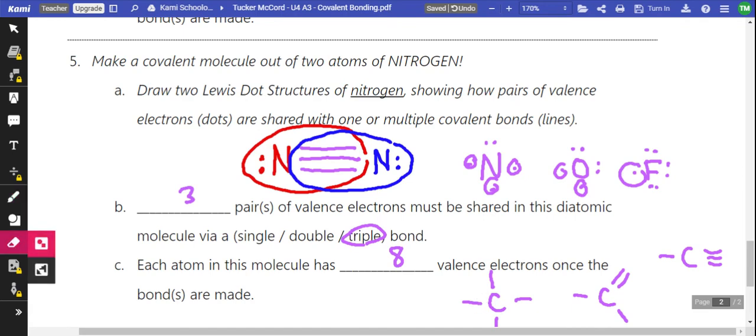Okay, we will see a couple examples in the next assignment where we step this up a little bit, but for now, hopefully that gives you the basic idea of how covalent bonding works and how we get some elements to be more stable by pairing them up with themselves. Okay, and we call these diatomic molecules.